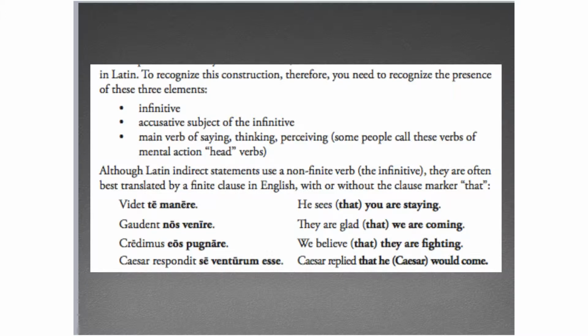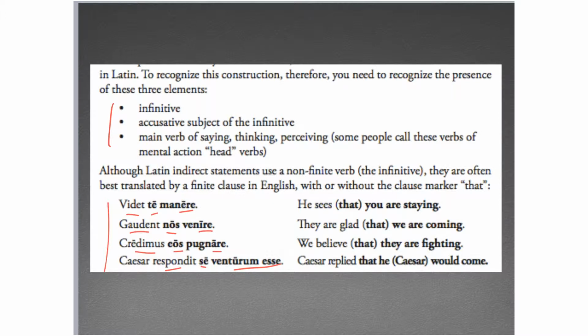On the top here, these are your three requirements for indirect statement. You need that infinitive, the accusative that's going to be the subject of the infinitive, and some sort of head verb that's going to introduce the indirect statement. So you can see that down here. Here's my head verb, here's my subject accusative, here's my infinitive. Head verb, accusative, infinitive.